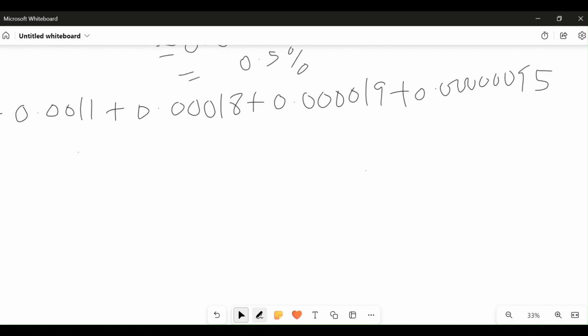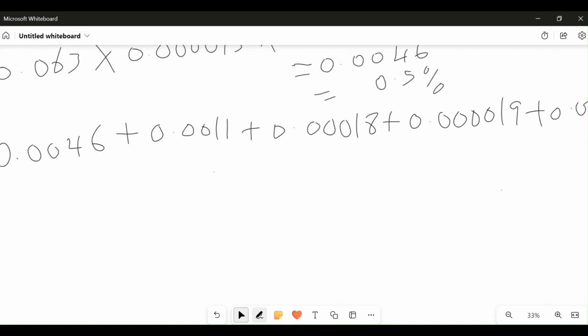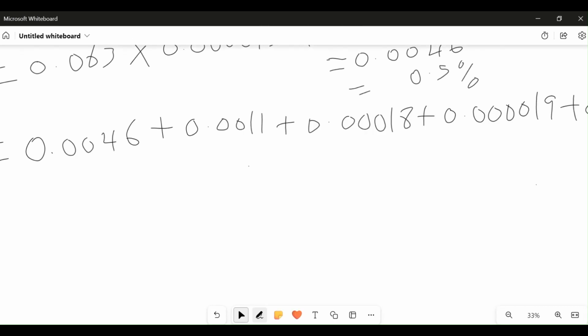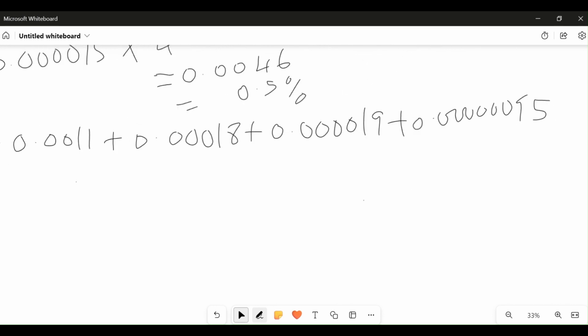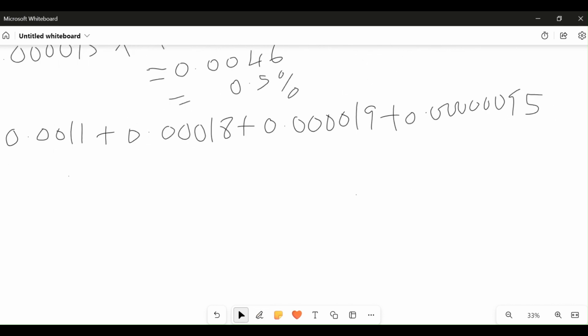Now that we have the probabilities for x equals 0, 1, 2, 3 and 4, we simply add all these together using our calculator. That will be 0.0046 plus 0.0011 plus 0.00018 plus 0.000019 plus 0.0000095. And what will this give us?